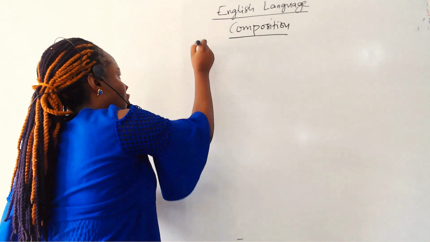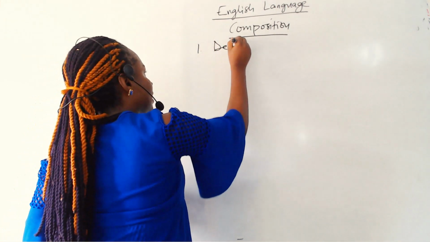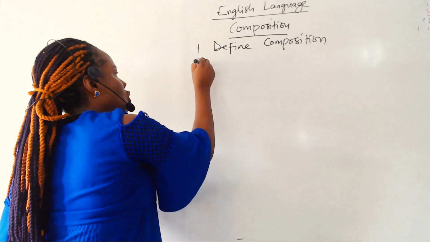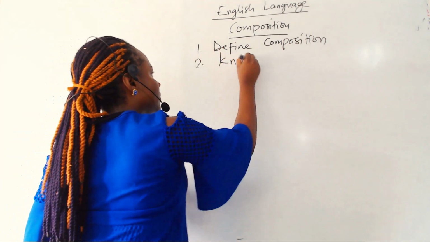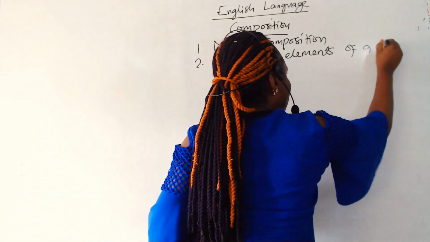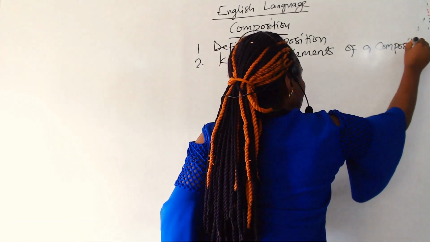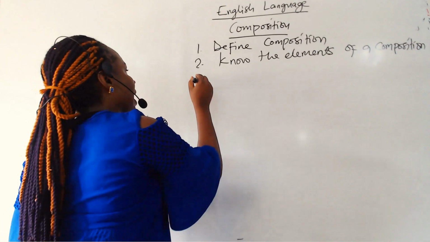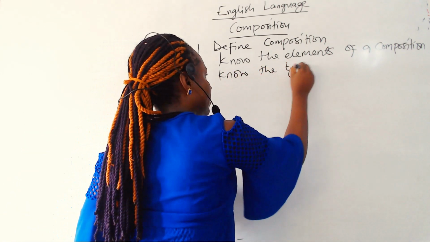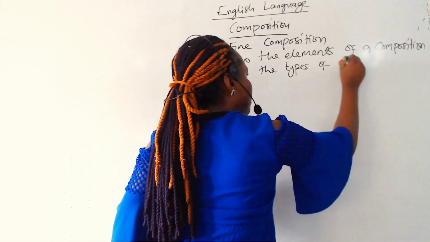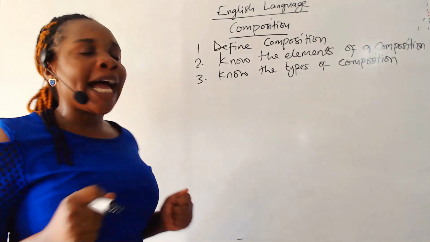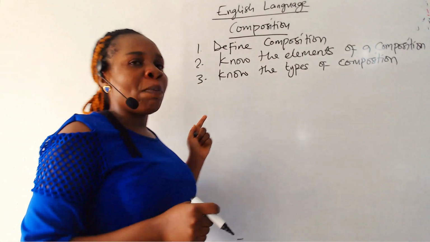As I said, by the end of this lesson, the students should be able to, number 1, define composition. Number 2, know the elements of a composition. And then 3, know the types of composition. Let us begin with number 1.